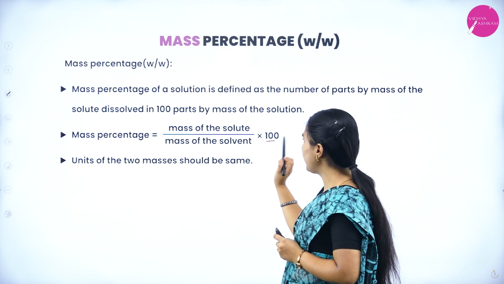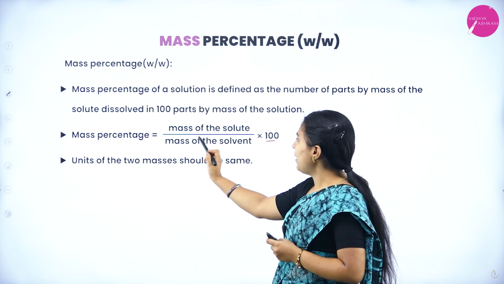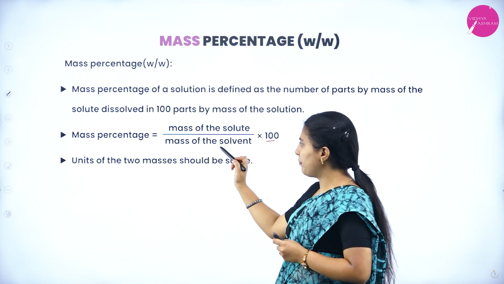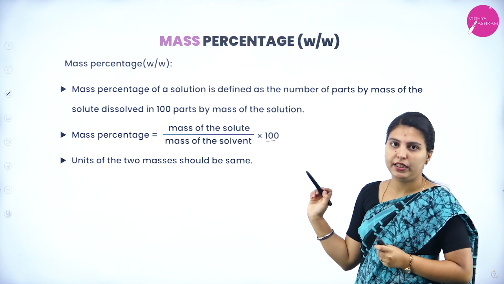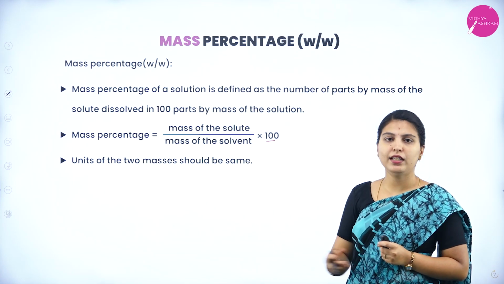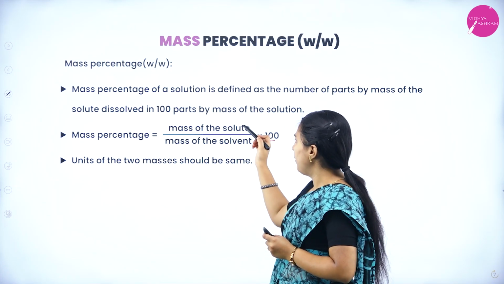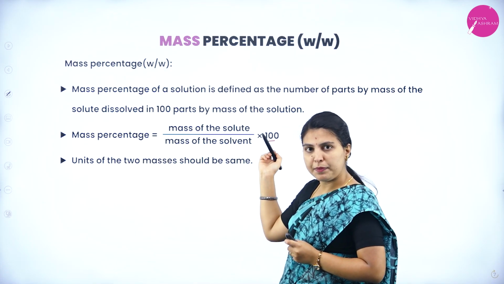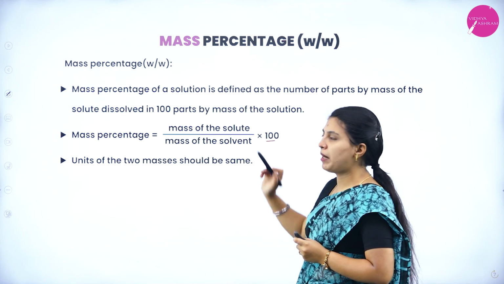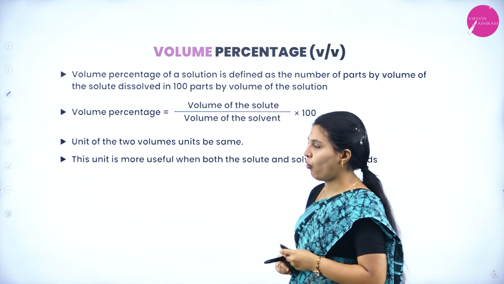Percentage means you have to multiply by 100. This definition itself is going to tell mass of the solute divided by mass of the solution. So its unit will be in grams only. So units of the two masses should be same. If you want to find out mass percentage, the mass of the solute and mass of the solution should have the same units.